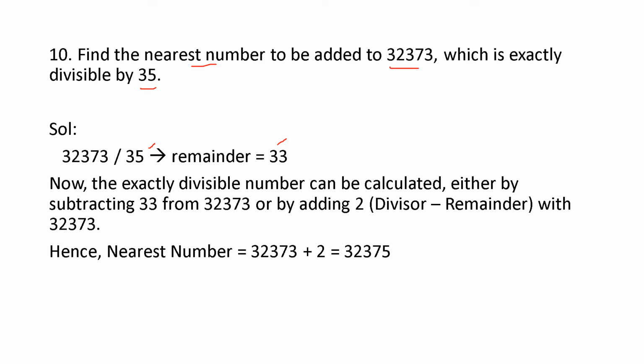Now the shortcut given over here: the exactly divisible number can be calculated either by subtracting 33 from 32,373, or by adding divisor minus remainder, which is 2, to the number. Here 2 has been added and you are getting the nearest number as 32,375, which is exactly divisible by 35.